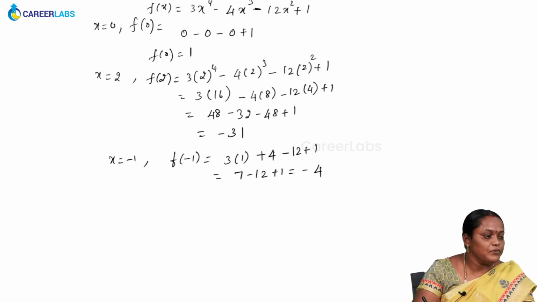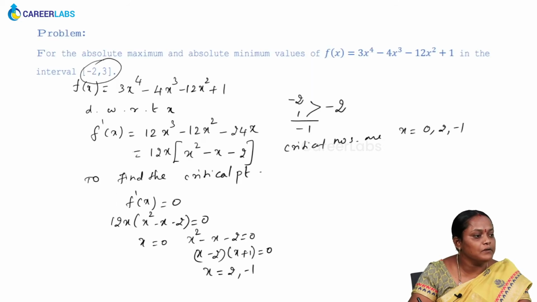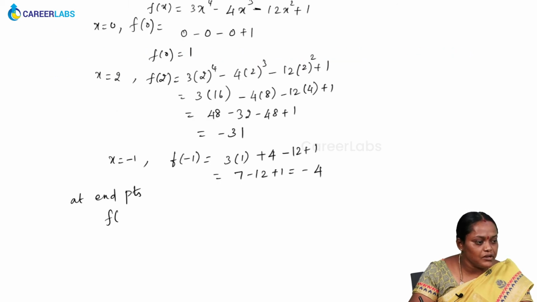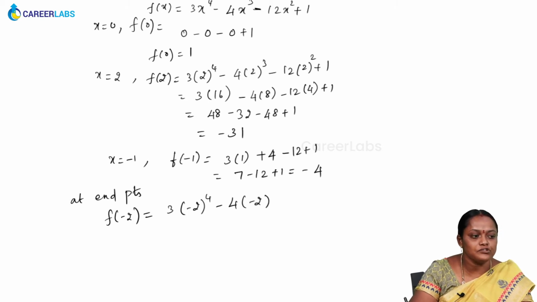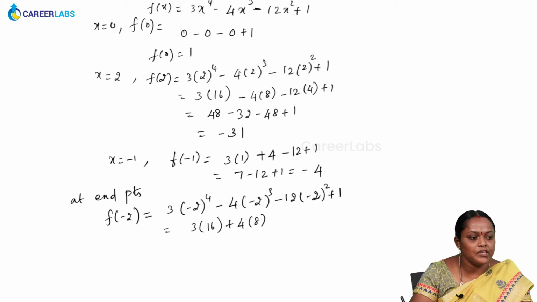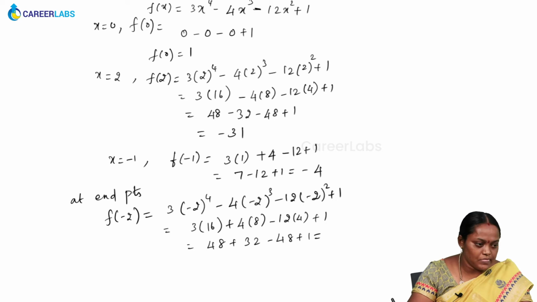And in a similar way, at the end points also we are going to find the value of f of x. So, the end points are nothing but minus 2 and plus 3. So, we need to find f of minus 2. So, f of minus 2 is nothing but 3 times minus 2 the whole power 4 minus 4 times minus 2 the whole power 3 minus 12 times minus 2 the whole square plus 1. So, this is nothing but 3 times 16, minus into minus is plus, 4 times 8 minus 12 times 4 plus 1. So, this is 48 plus 32 minus 48 plus 1, which gives the value as 33.